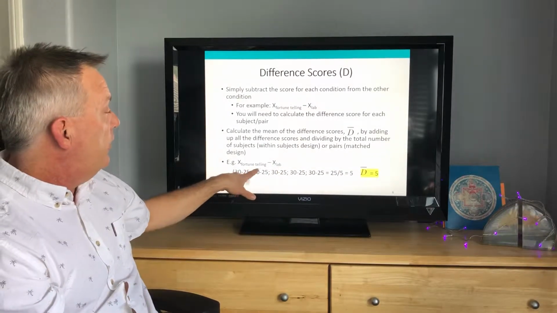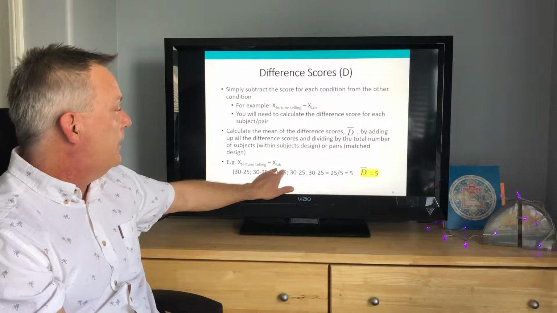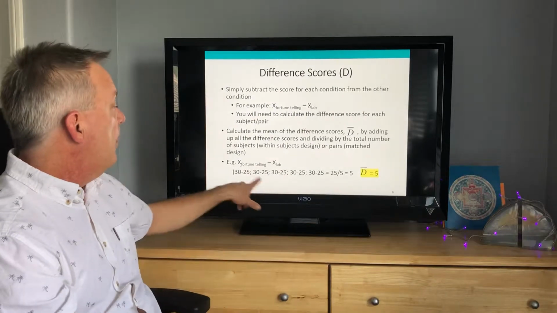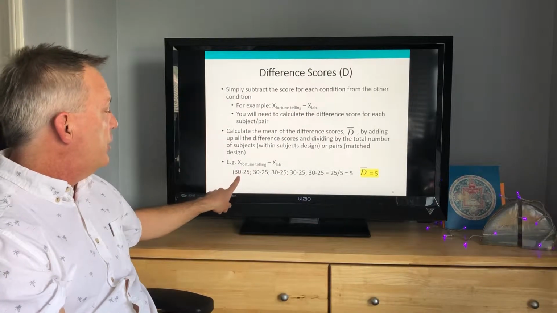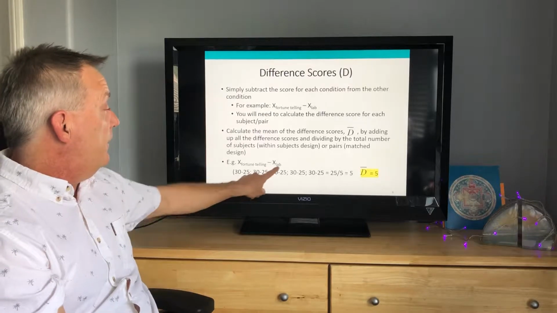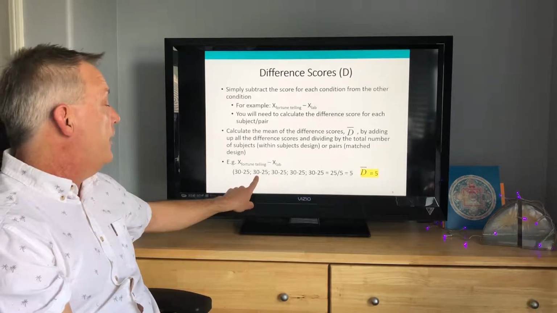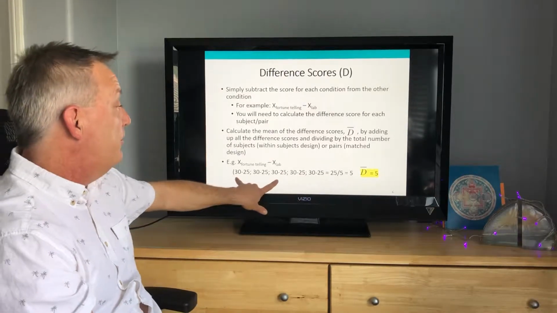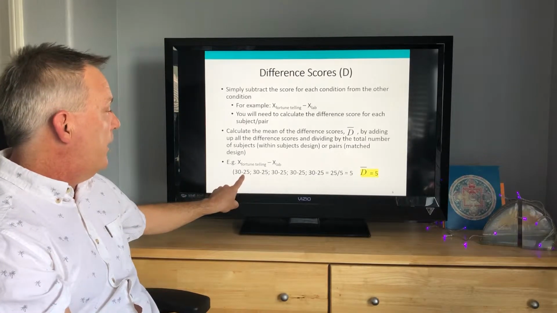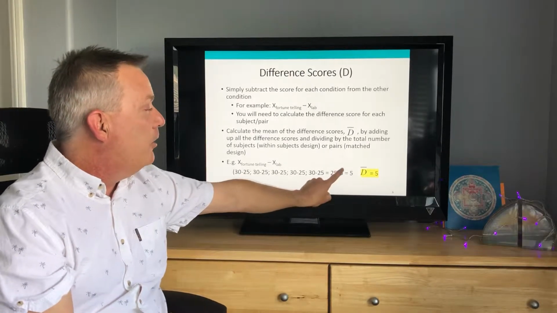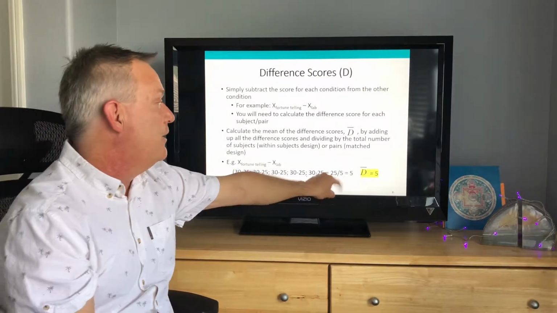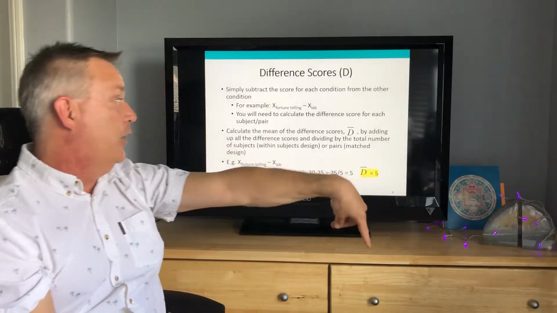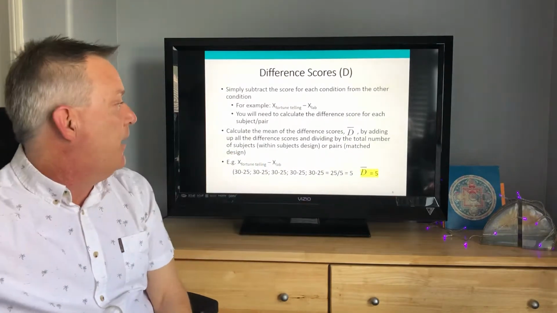An example I give here with the fortune-telling environment versus the lab environment, let's say that you have 5 participants, just to make it simple here. In the fortune-telling environment, this participant earned 30, and then in the lab, not so good, 25. Another person 30, 25, another person 30, 25, another person 30, 25. So you have 5 different people here, and their difference score is 5, 5, 5, 5, and 5. Add them up all together, you get 25. Divide by the total number, 5, and the mean of the difference score, D with the line over it, is going to equal 5 in this example.